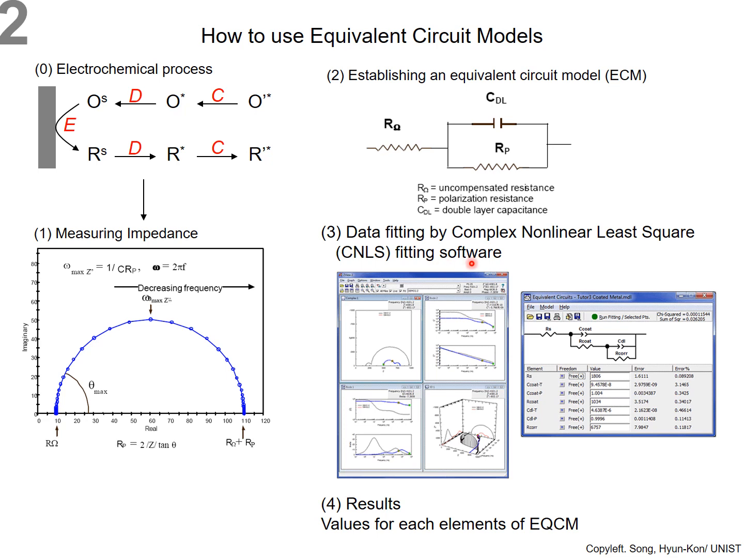For example, ZView from Scribner. So by using this software, you will fit like that, and then from this fitting, you would have the values of the ohmic or solution resistance, double layer capacitance, and charge transfer resistance. By comparing those values of each parameter, you could analyze or characterize your systems.